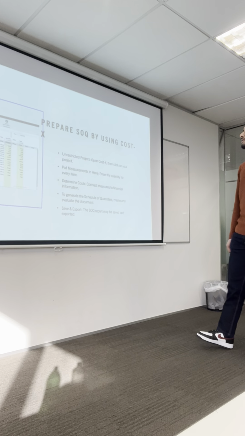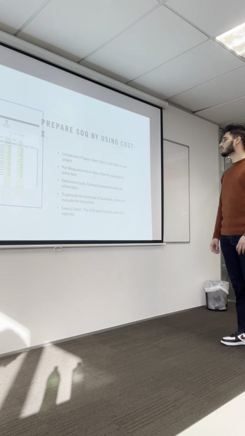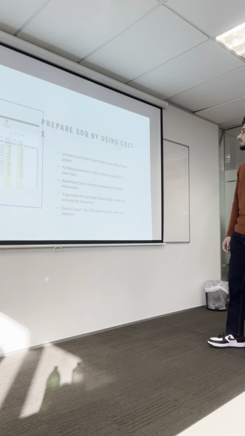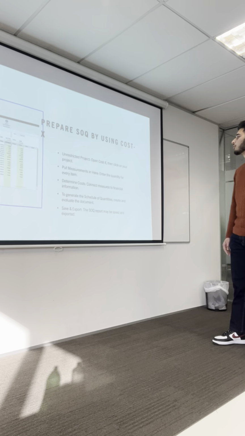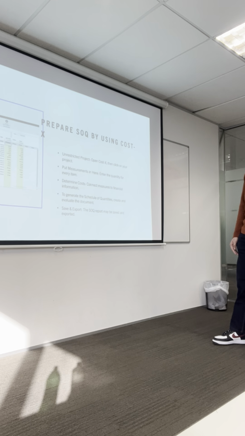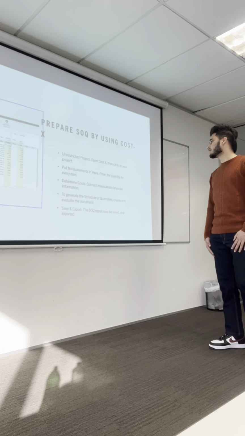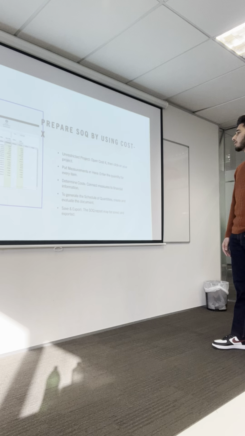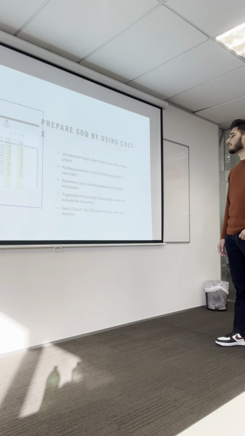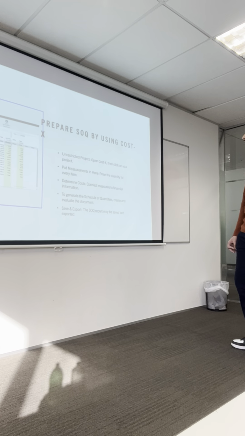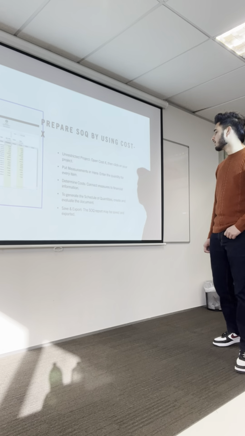Next, as you can see, is how we prepare an SOQ by using Costex. First is to open the project: open Costex and click on your project. Put measurements in here and enter the quantity of every item. Next is determine cost: connect measures to financial information. Fourth is to generate the schedule of quantities, creating and evaluating the document. And the last is to save and export.